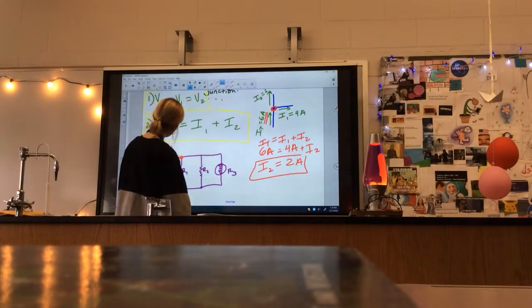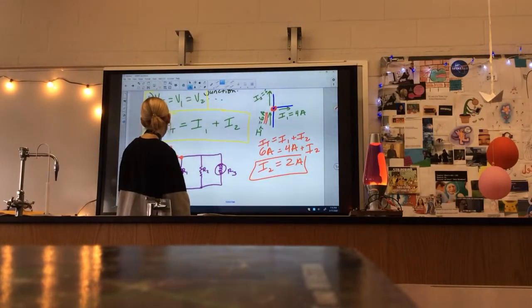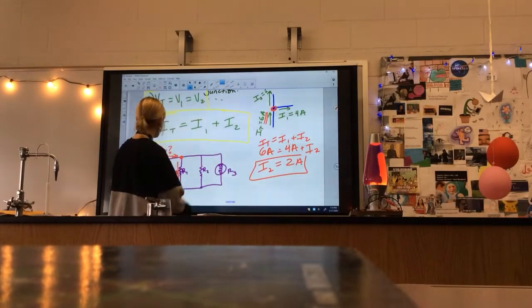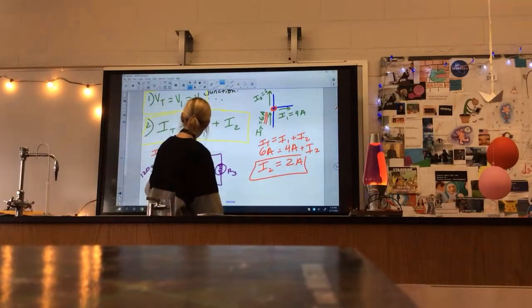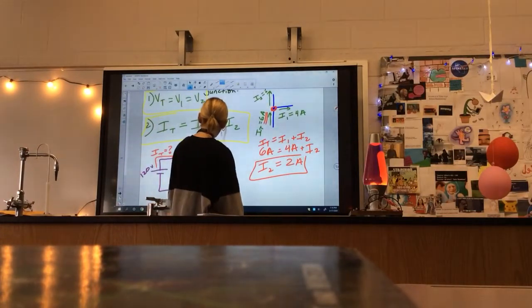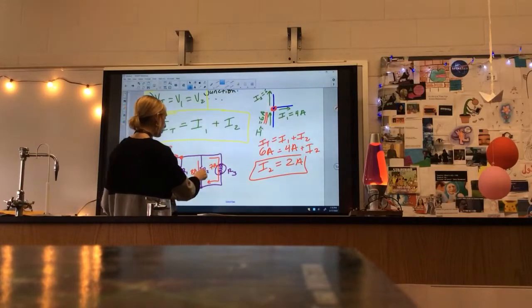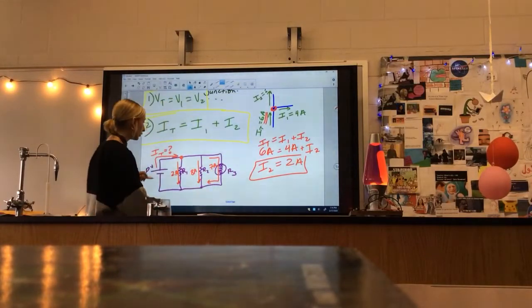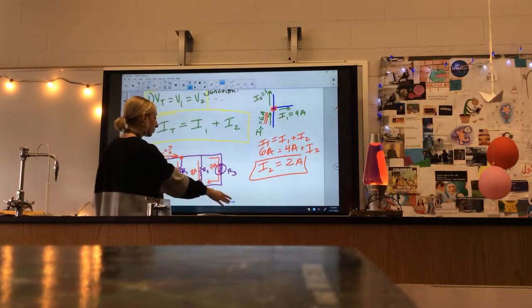But let's say I know that I have amperes flowing through resistor 1. Let's say I know I have 8 amperes flowing through resistor 2. And let's say I know I have 7 amperes flowing through resistor 3. So I know I1, I2, and I3, but I don't know I total. So how much must have gone into that junction before it all split up?